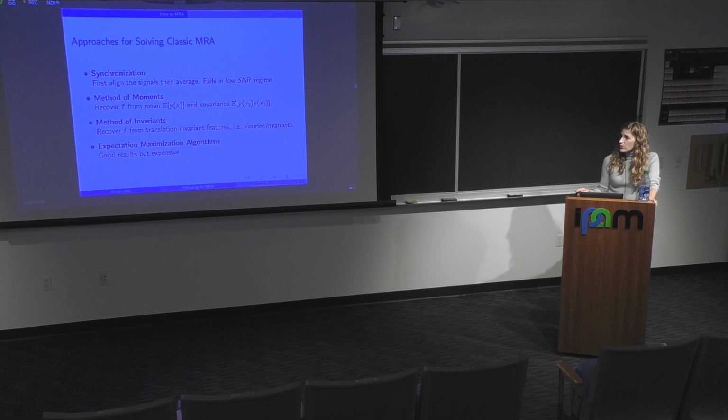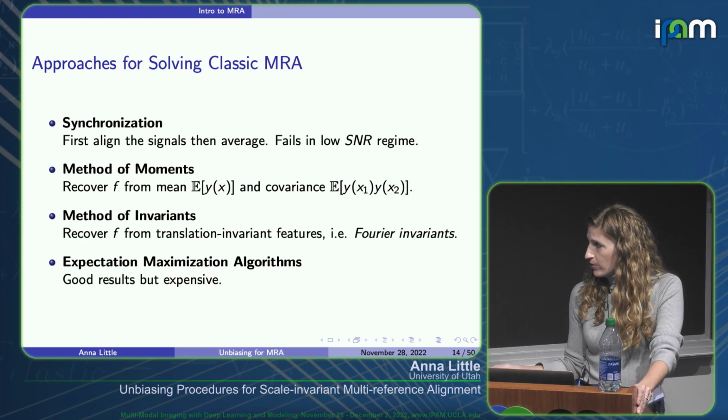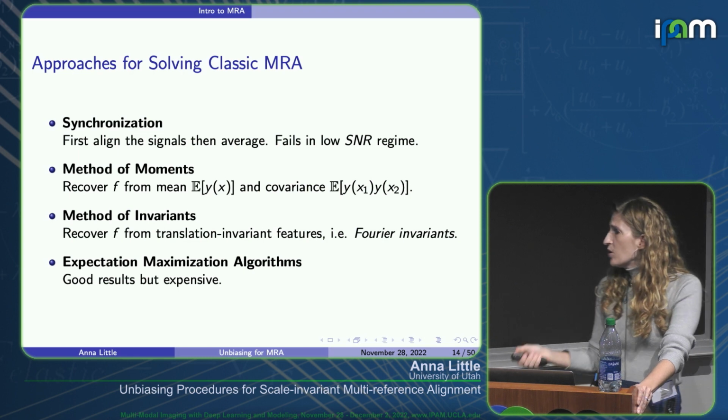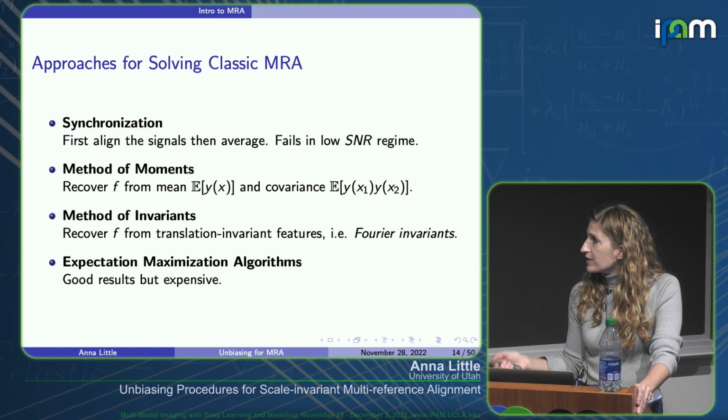Another thing that you can do is expectation maximization algorithms. These tend to give good results, but are not very scalable when you get really large data sets, and may also not converge to a global maximum. So we'll be focusing on the invariants. I'll be focusing on the invariants in this talk.